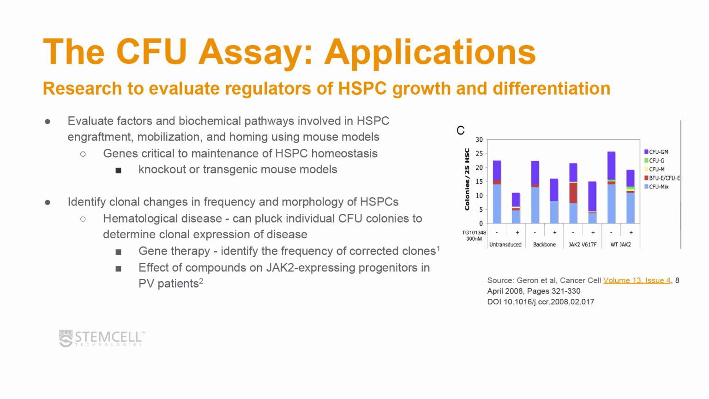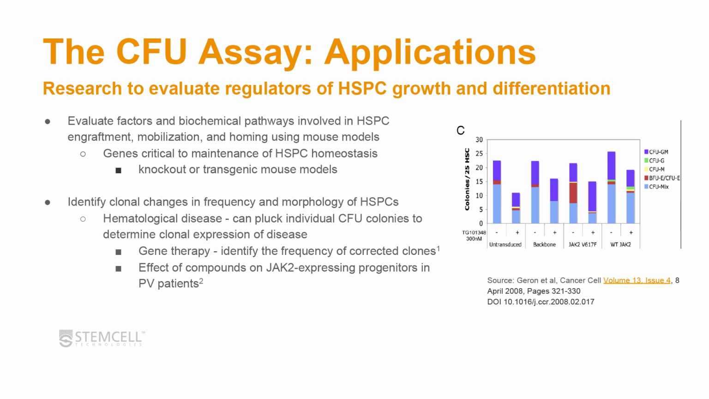It's correlated very well with engraftment, and for years, researchers have used this assay to evaluate all kinds of factors and biochemical pathways involved in hematopoietic stem and progenitor cell engraftment, mobilization, and homing, and really evaluate genes that were critical to the maintenance of hematopoietic stem cell homeostasis, depending on knockout mice. Recognizing that in those mice, when genes were knocked out, what effect did that have on the output of the progenitors? Well, usually the CFU assay was the readout.